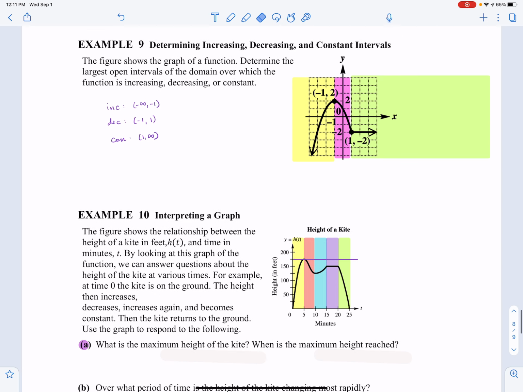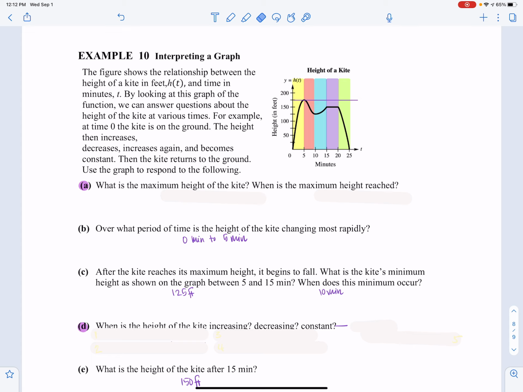All right, let's look at example 10. Example 10 is a figure that shows the relationship between the height of the kite. Notice that this over here is the height in feet. It's my y value. And the time in minutes that the kite is in the air. So this is going to be like my x value. So the most important parts of this is the height in feet, and the other part is the time, t, in minutes.